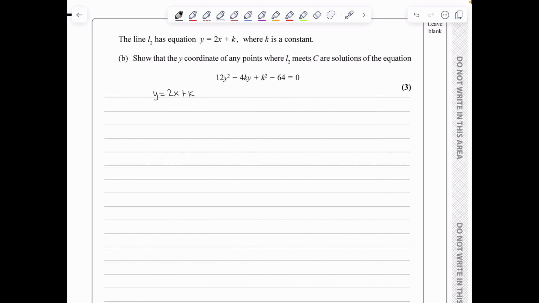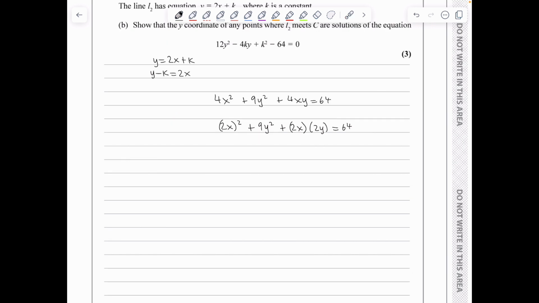So we can see that y minus k is equal to 2x, and we've got 4x squared plus 9y squared plus 4xy is equal to 64. This is the equation of the curve C. I will write 4x squared as 2x all squared plus 9y squared plus 2x times 2y is equal to 64. This will help me when I substitute for 2x, so that whenever I see 2x, I will be writing y minus k, and this leads to y minus k all squared plus 9y squared plus brackets y minus k times 2y is 64.